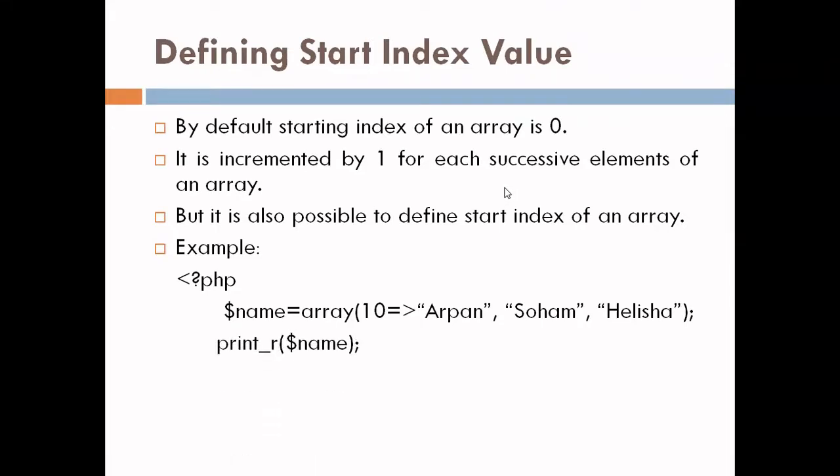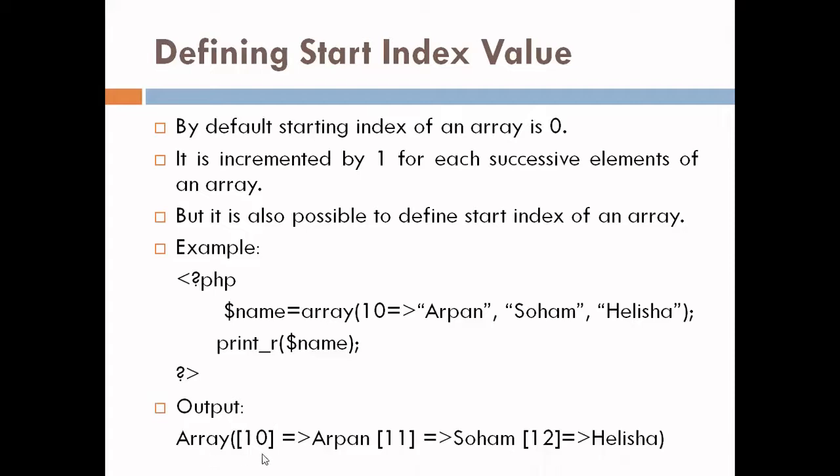Now print_r($name). Again it will print the elements of array name. Then PHP ending tag. Now the output is Array, 10 => Arpan. So 10 is my starting index number. At index number 10, Arpan will be stored, then at index number 11, Soham will be stored, and at index number 12, Elisha will be stored. So in this way, we can also define a starting index value in PHP, which is not possible in C or C++.